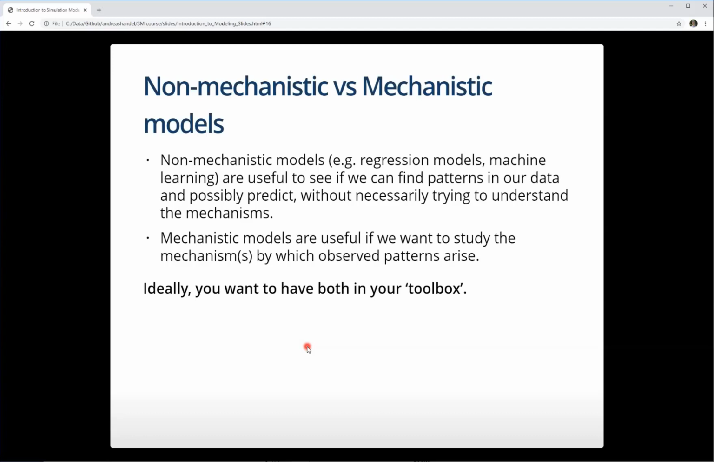On the other hand, these mechanistic models are useful when you want to zoom in, go deeper, and try to study mechanisms by which certain patterns arise. And I hope from just the few slides I mentioned, you realize there's no one that is better than the other. It very much depends on your question. So ideally, you have both in your toolbox, and depending on what the question is, you pull out the right one to address the question for which one or the other model is more suitable. And often within a single project, you might even do both. You might start with one kind of model and then move on to the other kind.